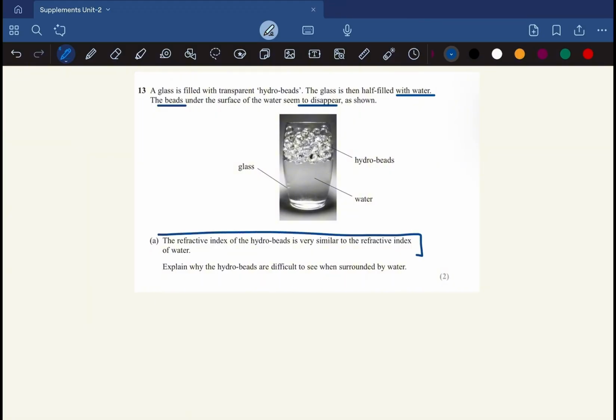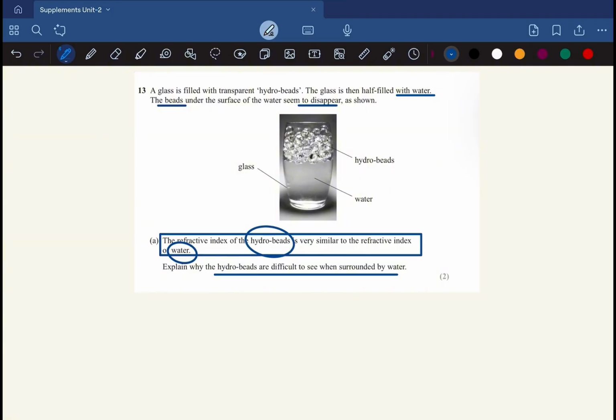Now this information is extremely important: both the hydrogel beads and the water have the same refractive index. Explain why the hydrogel beads are difficult to see when surrounded by water. Now they're asking why they are difficult to see when they are surrounded by water.